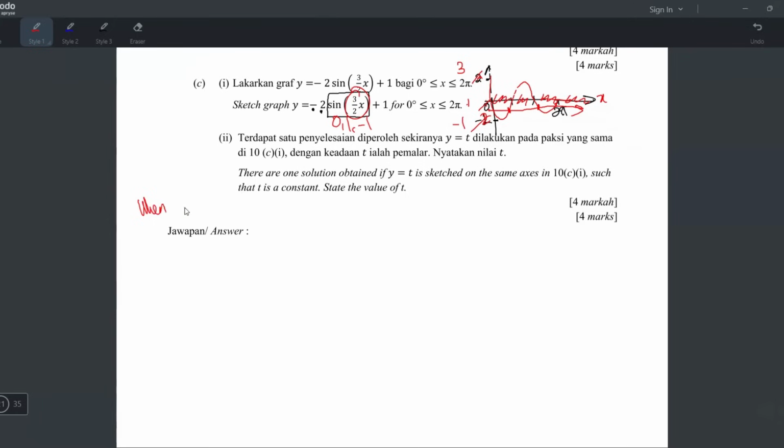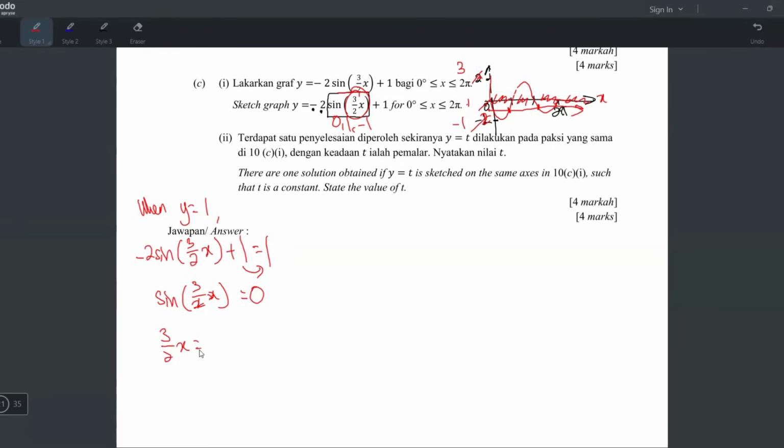So now we do the working. When y equals, okay, if this whole thing I sub 0, then 0 times -2 will be 0, and then 0 plus 1 is 1. So when y equals 1, take the whole thing equals 1: -2 sine 3 over 2x plus 1 equals 1. Then try to find x from here. Move the plus 1 over and it becomes -1. 1 minus 1 is 0. Then the 0 has to be divided by -2, which is 0 also. And then here you are left with sine 3 over 2x.